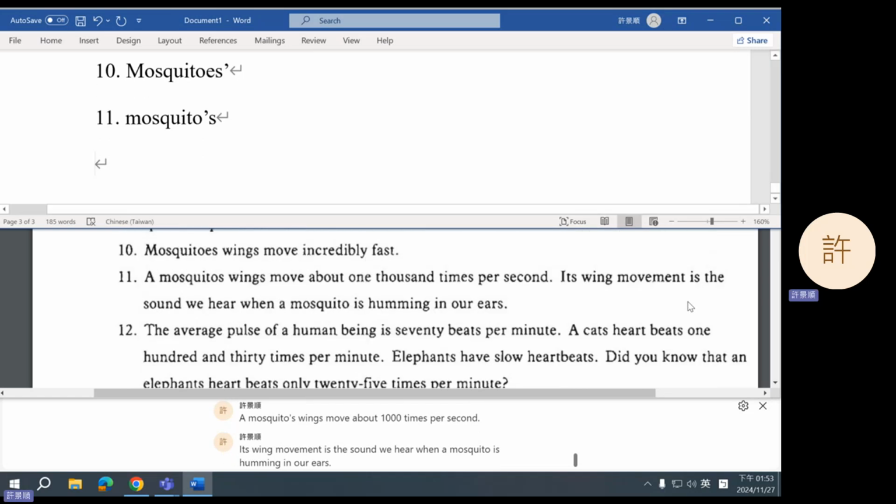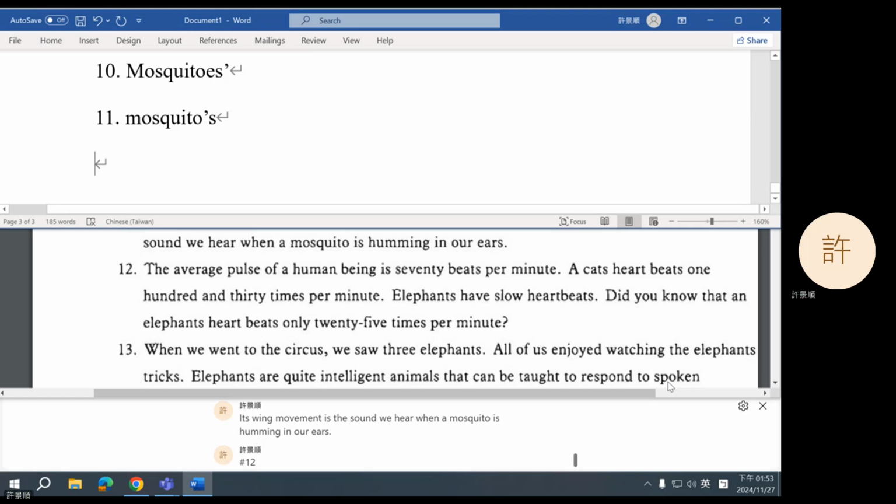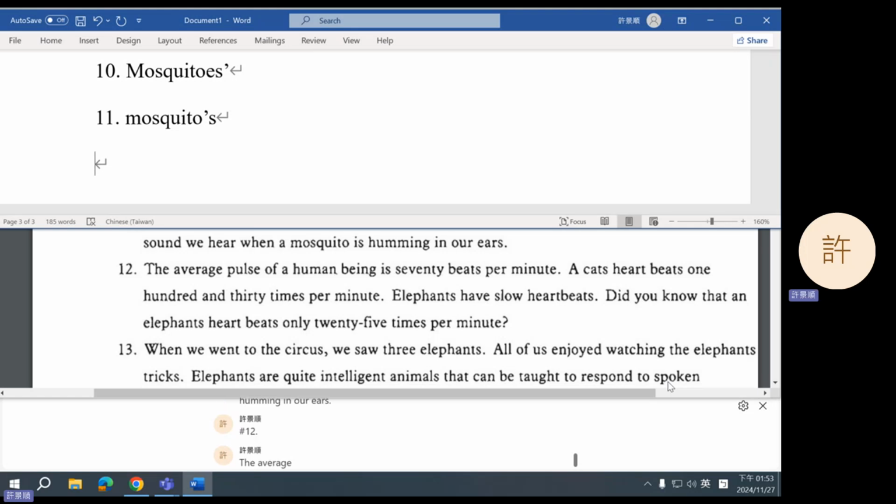Number 12, the average pulse of a human being is 70 beats per minute. A cat's heart beats 130 times per minute. Elephants have slow heartbeats. Did you know that an elephant's heart beats only 25 times per minute?